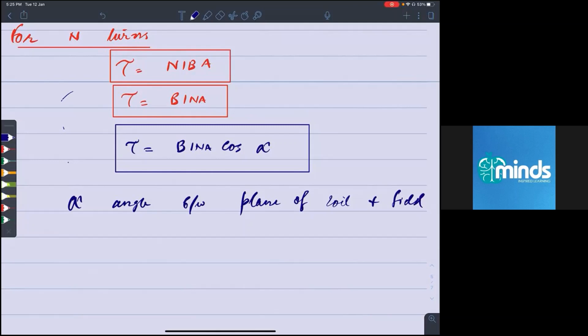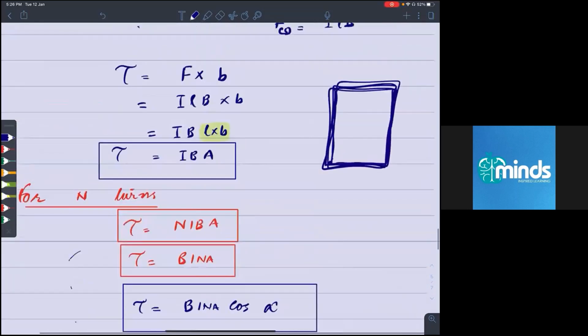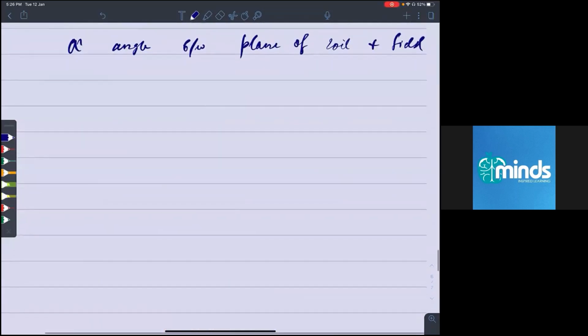Okay. Yes, ma'am, your hand is raised. You want to ask something? Sir, I wanted to ask, why is it cos theta? Why not sine? Okay. The thing is, if we have been given this equation, let me try explaining. Quite possible you get it.